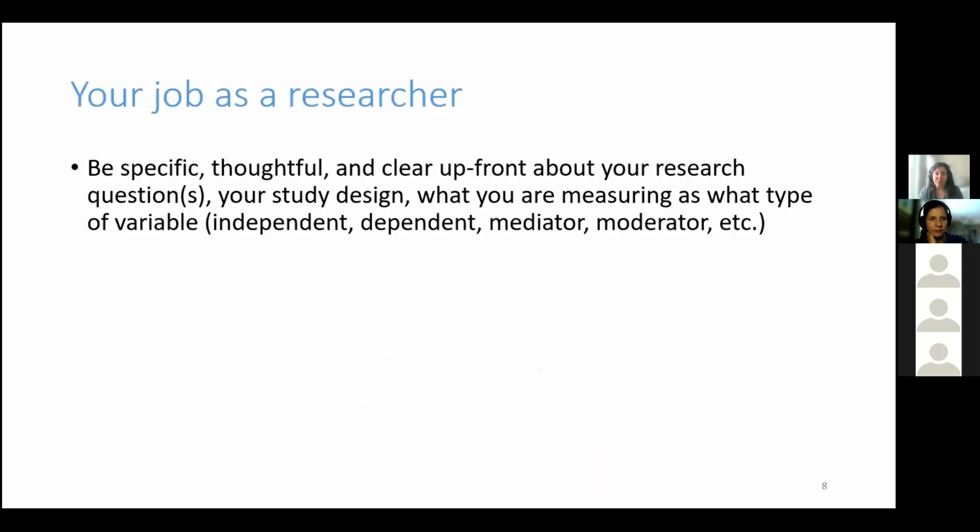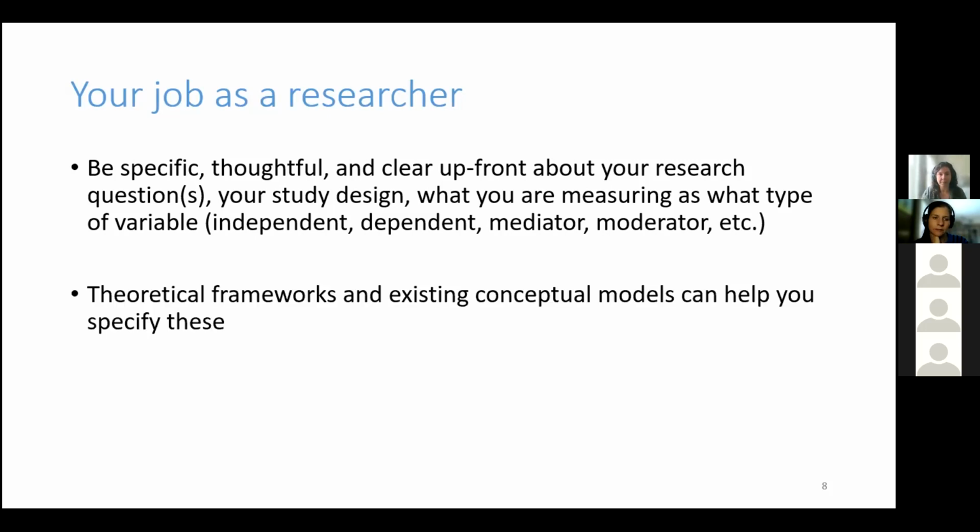So your job as a researcher is to be specific, thoughtful, and clear from the very beginning about your research question or research questions, how those translate into a robust study design, and then what you're measuring as what type of variable. What's your outcome? What's your exposure? What's a potential mediator? What's a potential moderator? Are there any confounders? So really thinking that through from the beginning so that everything else can flow accordingly.